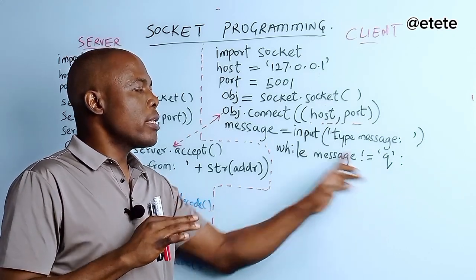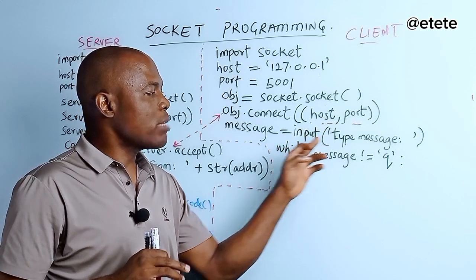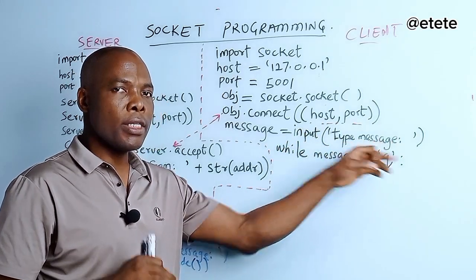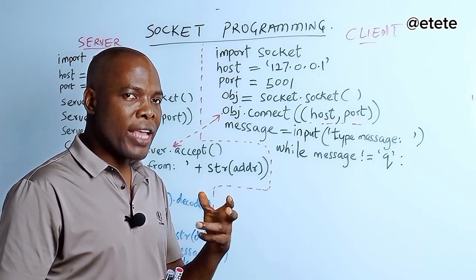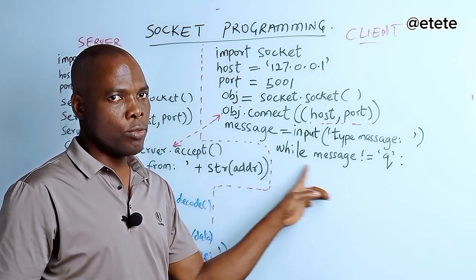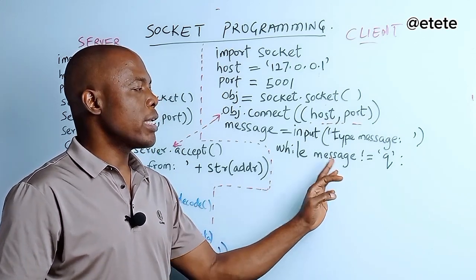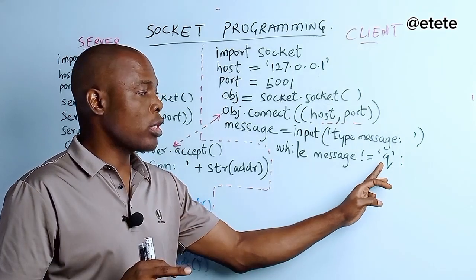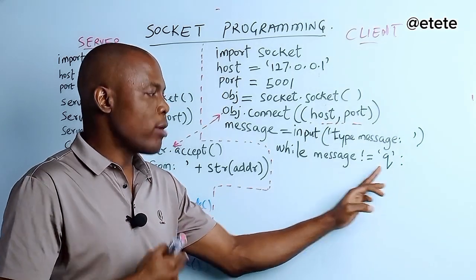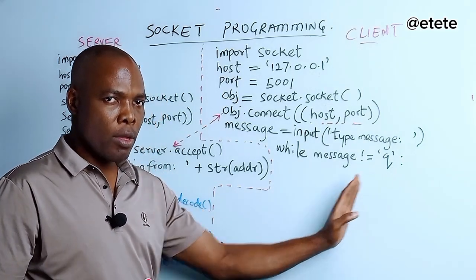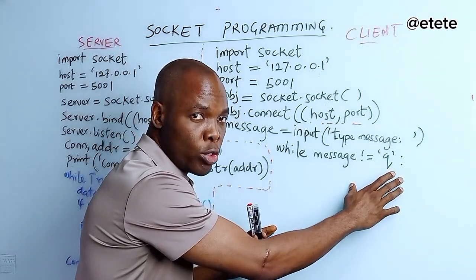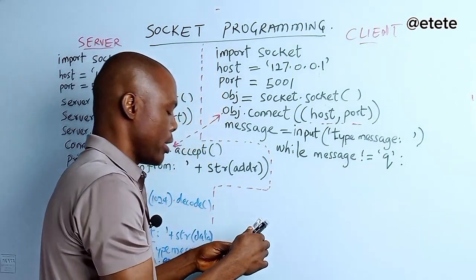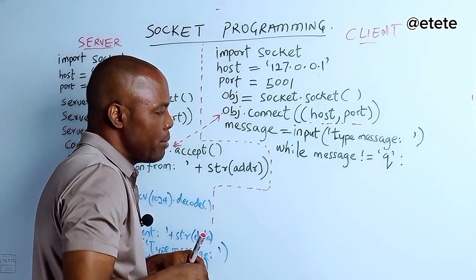So now it's asking me to input a message. So type message. Now I want to type. I will type and then I will send. But before I send, it will check. This is a loop. If the message is not equal to Q, it will now go in and then perform whatever action I'm going to write here. While message is not equal to Q, it's going to go in and then send the message.